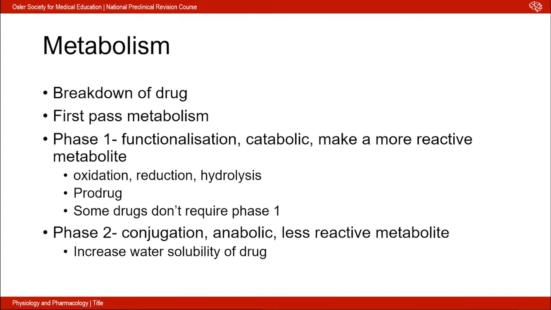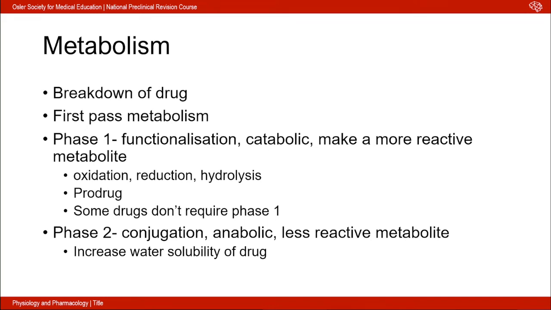So phase 1 metabolism is essentially the creation of reactive polar functional groups. It's essentially a functionalization of the drug. It's often catabolic reactions, and yeah, they make a more reactive metabolite. So different reactions occur, but more commonly it's oxidation, usually by the cytochrome P450 system, reduction and hydrolysis, and one of you correctly mentioned it's the prodrug forms happen within phase 1, but some drugs don't require phase 1 because it's just how the body works.